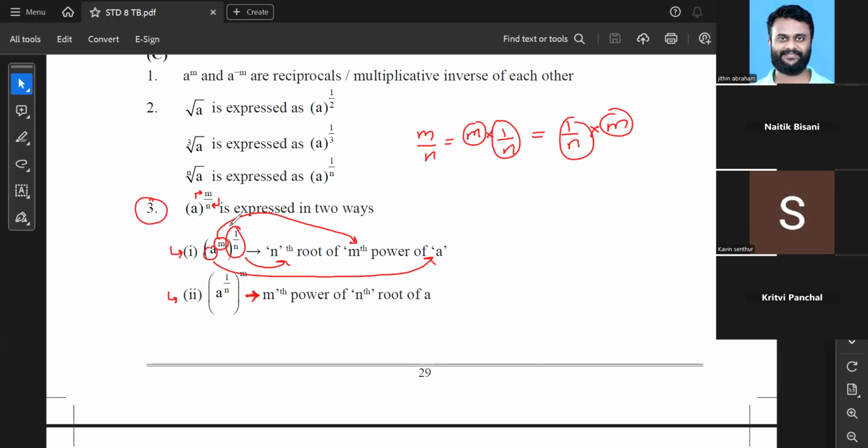There are three things: सबसे बाहर कोई तो है, उसके बीच में कोई तो है, then सबसे अंदर कोई तो है. Over here, how will I start? सबसे बाहर is m. I'll say mth power. And उसके बाद 1 by n, then I'll say nth root. बीच में of डालना है. Then again of डालना है. Then I'll say a. This is the structure of how we form a sentence. Am I clear?